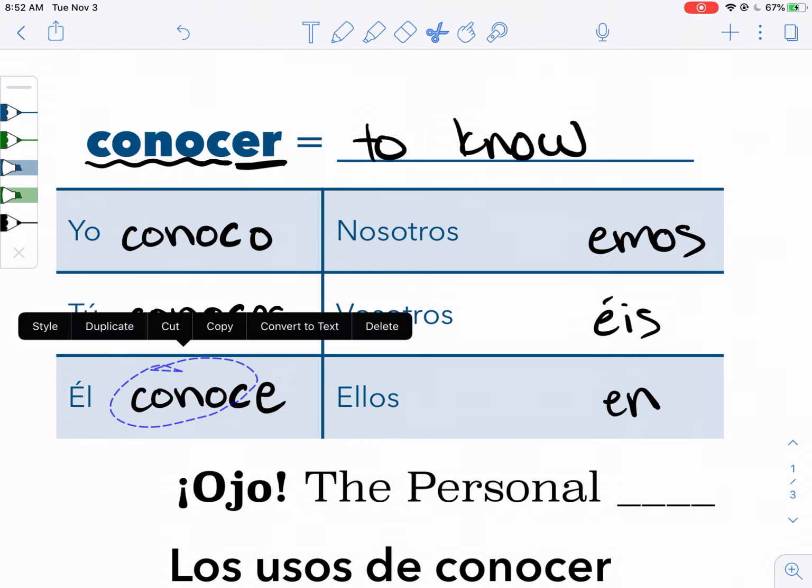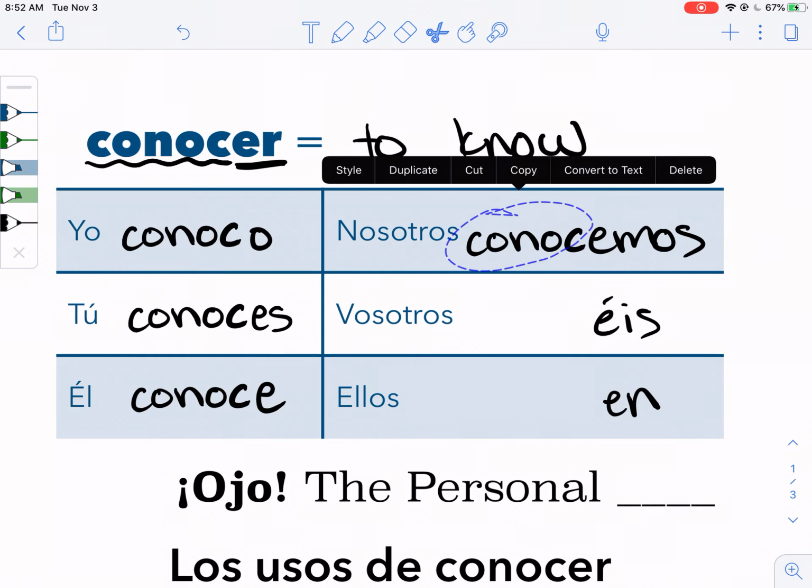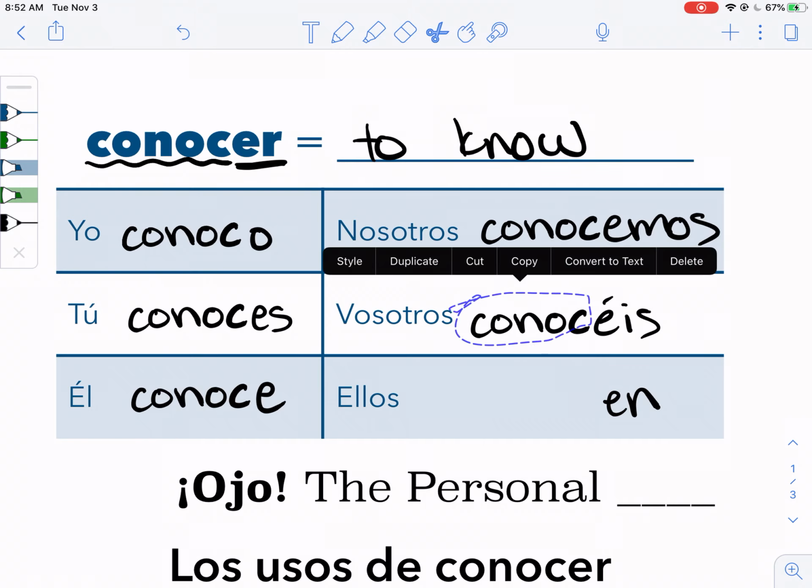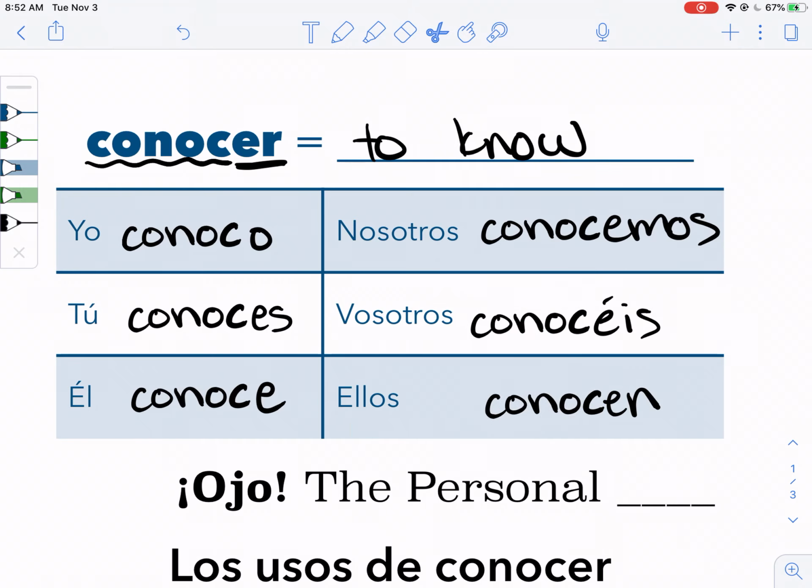Conoces, conoce, conocemos, conocéis y conocen. Isn't that great?